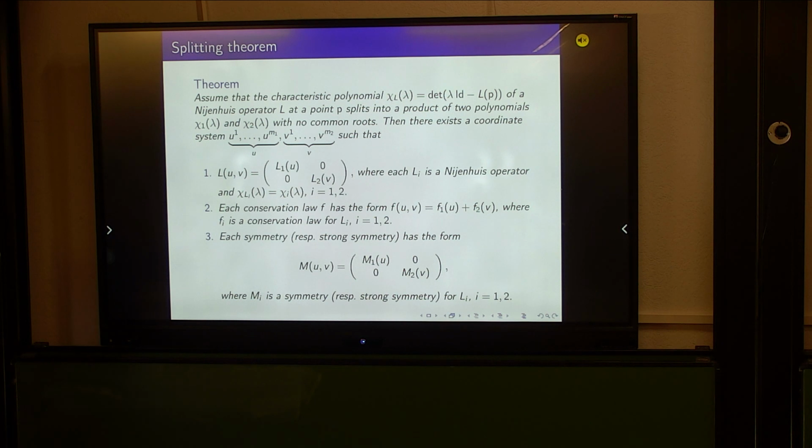Can I ask another question? Could you give me some example of a situation where a Nijenhuis operator appears? Just an operator example. Yeah, just an occasion where it appears.